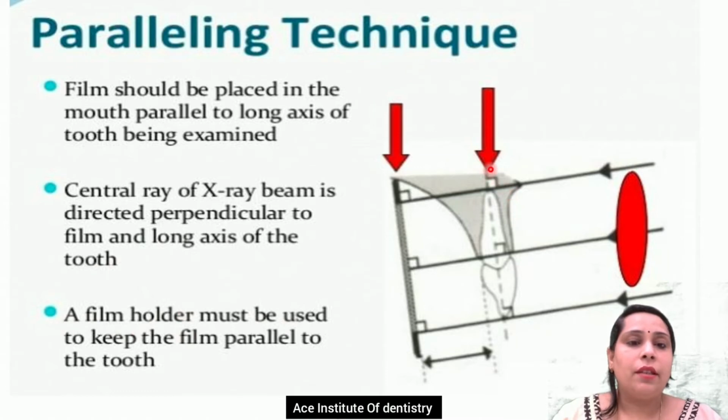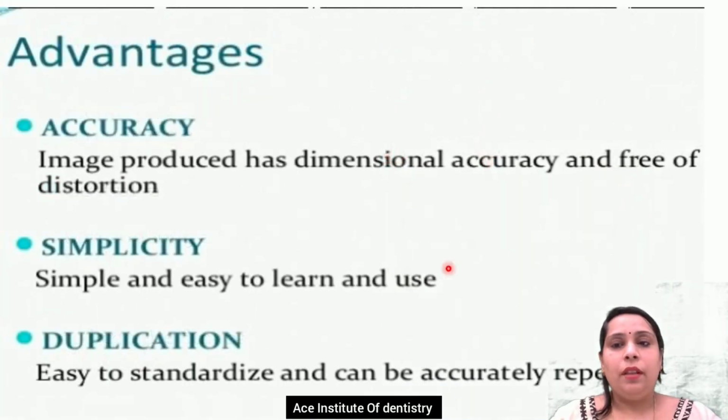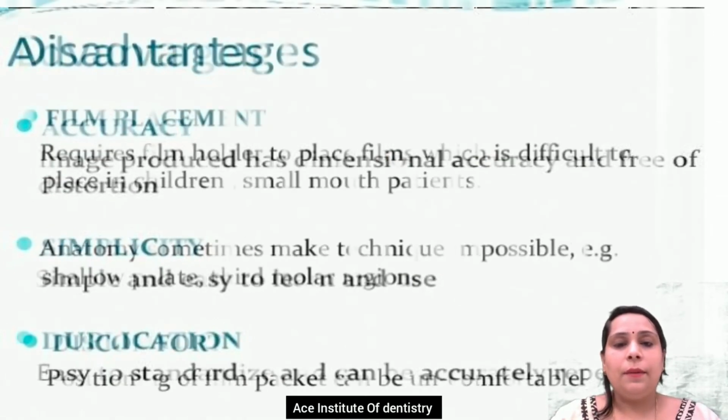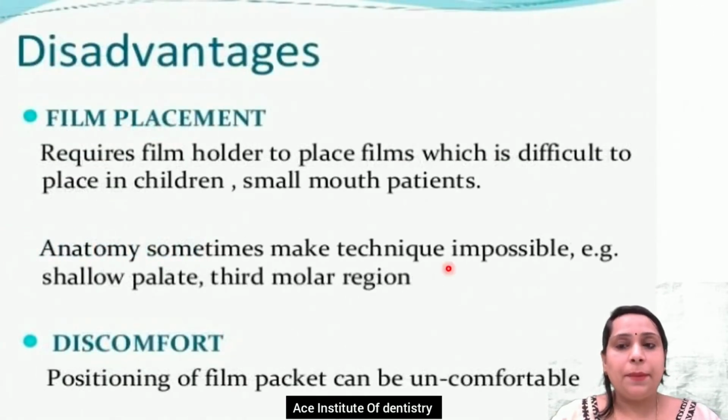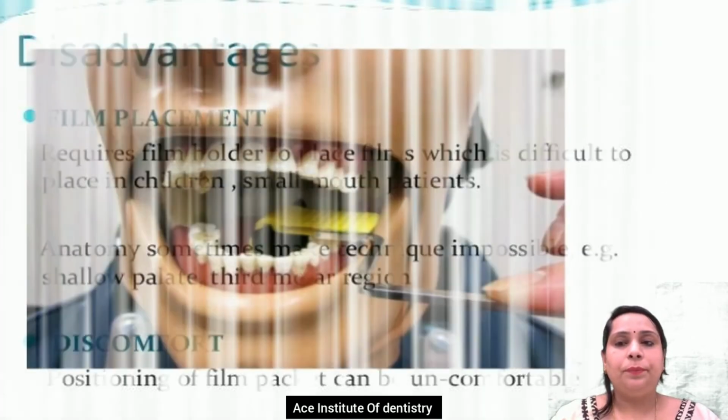Just now we have discussed, if this is the long axis of the tooth and this is the parallel film, from here the cone radiation is exposed. Advantages: it is more accurate, simple, and duplication is easy. Disadvantages: film placement requires a film holder, which is difficult to place in children and small-mouth patients, and positioning of the film packet can be uncomfortable for patients.